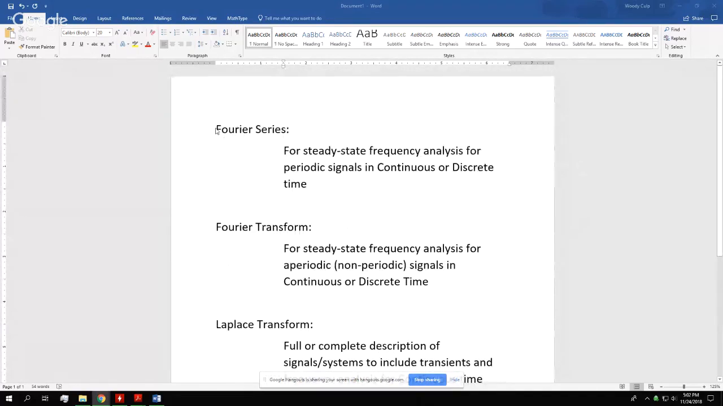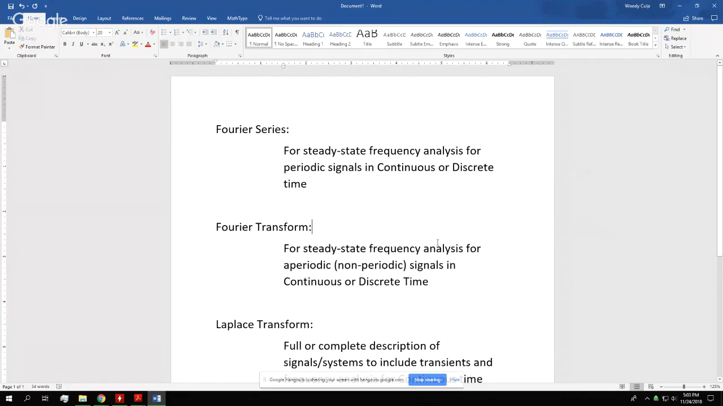We started off the semester with Fourier series. Fourier series is a mathematical device that allows you to analyze steady state frequency domain signals for both continuous and discrete time periodic signals. Then we learned the Fourier transform, which is the exact same thing, except it's for aperiodic or non-periodic signals, both in continuous and discrete time. And again, this is for steady state frequency analysis.